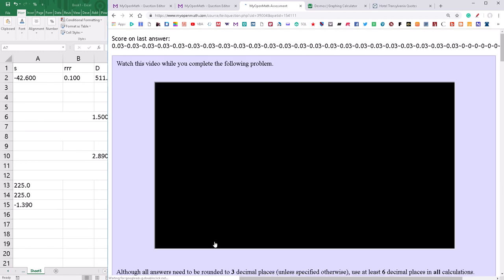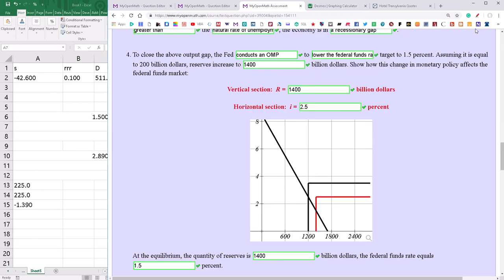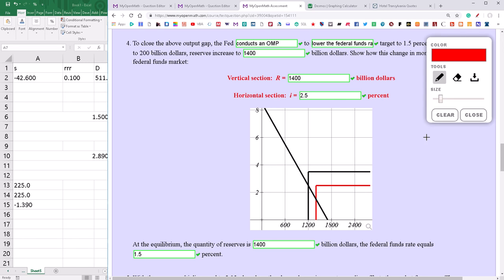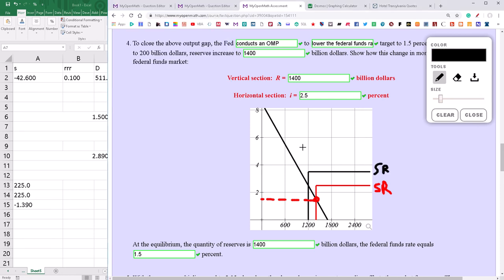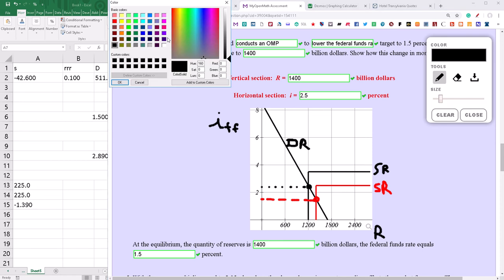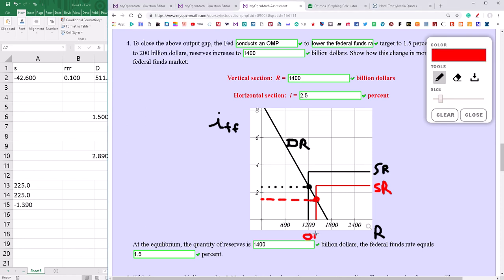It's 1.5. So the federal funds rate is 1.5. Okay, so let's just hit enter to see we got everything right here. Okay, so let's go ahead and graph it. Okay, the new supply curve for reserves is here. The equilibrium interest rate is 1.5. The old supply curve is right here. This demand for reserves did not change. The federal funds rate is a price of bank money called reserves. R is the quantity of reserves. And the original equilibrium was right here. So the open market purchase of that amount lowers the federal funds rate. Okay? So we'll go ahead and close that out.